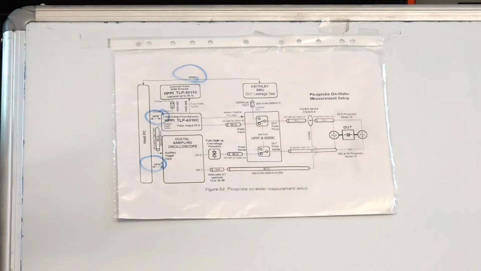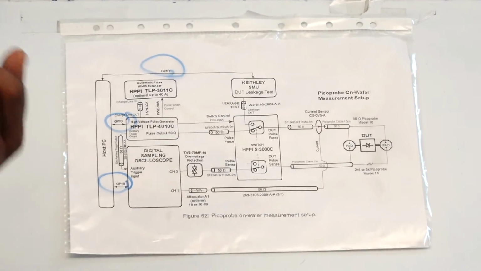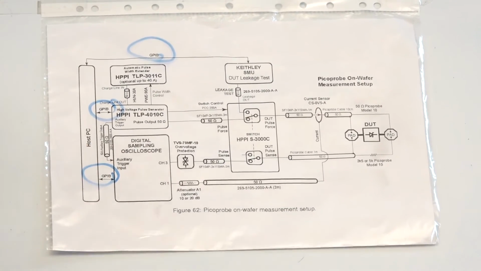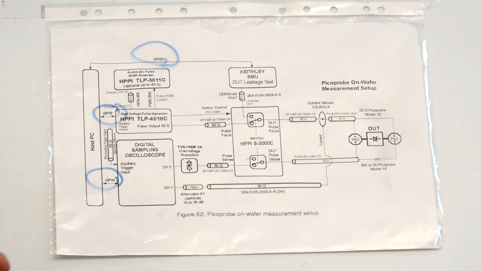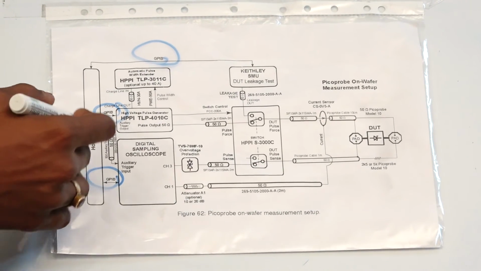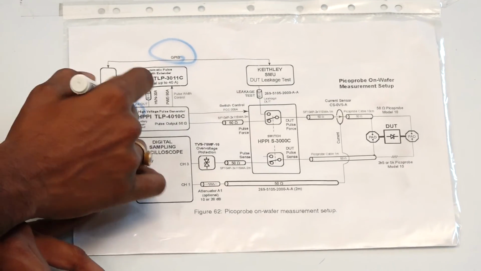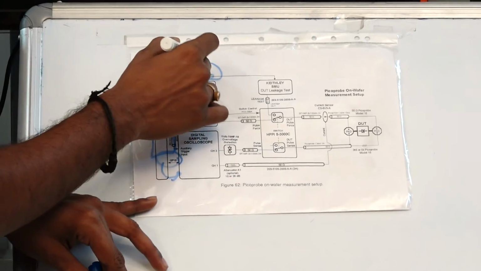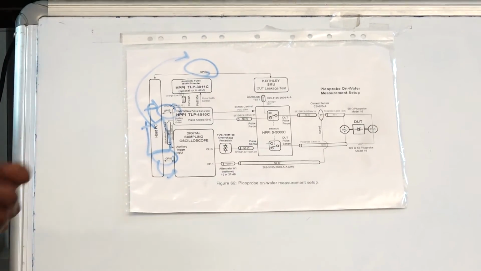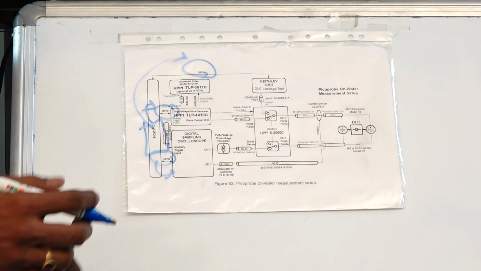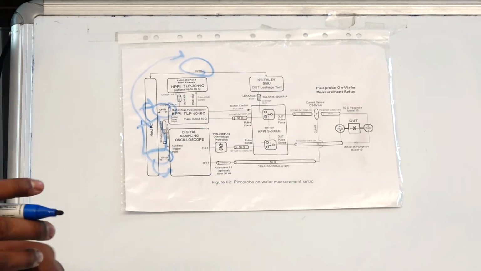Basically these components keep telling each other who is active at what time and what has to be done at different time periods. And these are all controlled through the host PC. The host PC tells the TLP generator, the oscilloscope, or the SMU that you have to get involved at this point. And then they have GPIB lines between them as well.